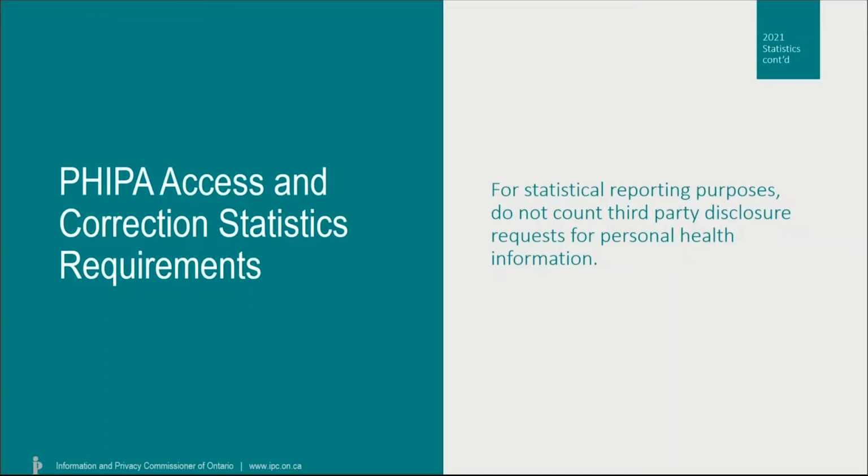So there's an important distinction made between the two. A disclosure request is to a third party for other purposes. It's not on behalf of the patient, and they should be excluded altogether from the statistical report. We're focusing only on written access and correction requests that are made by the patient or their substitute decision maker. Okay.